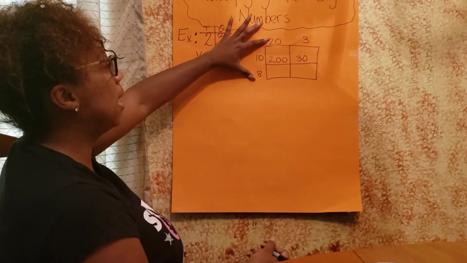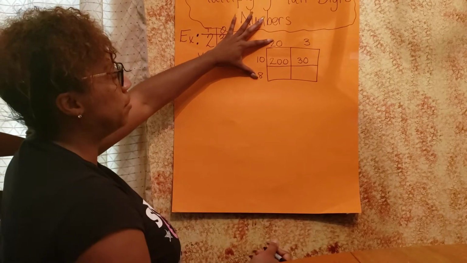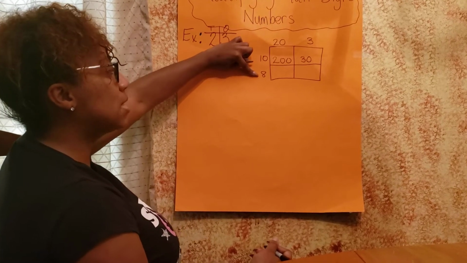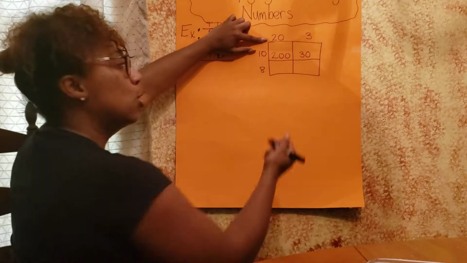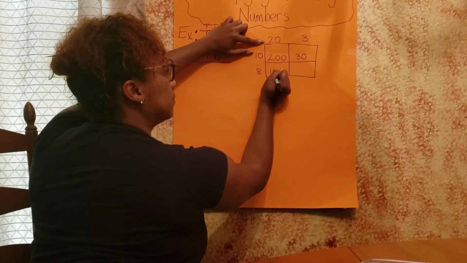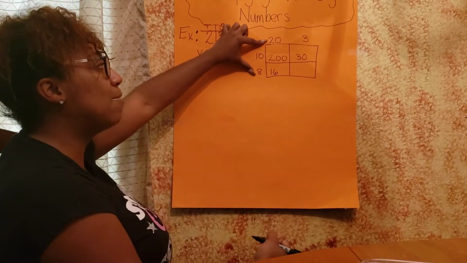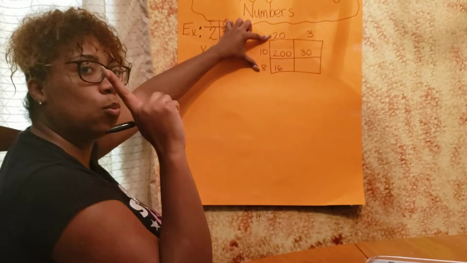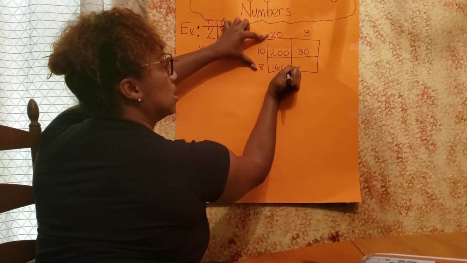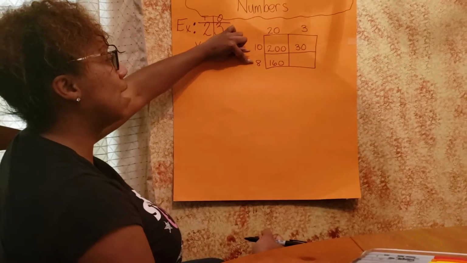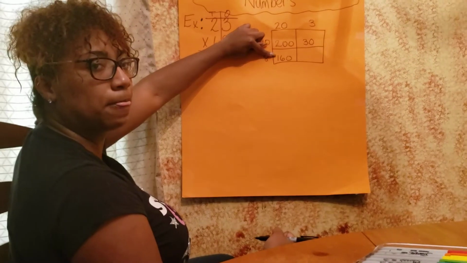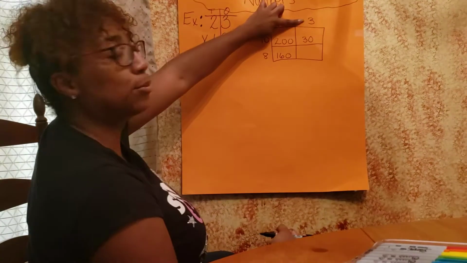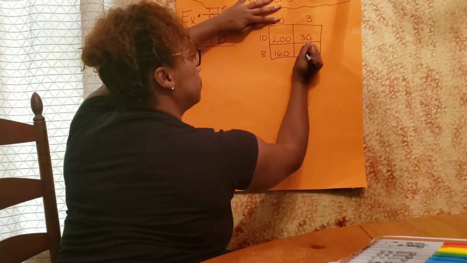Now I'm going to multiply the top number and the bottom numbers. So I have 20 times 8, or 8 times 2, which is 16. How many zeros do I have between 20 and 8? I have 1 zero, so I add 1 zero. So 20 times 8 is 160. Then I have 8 times 3, 24.